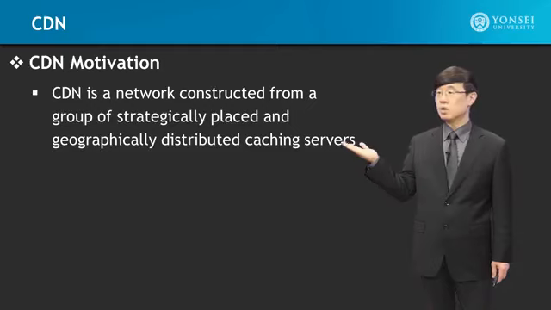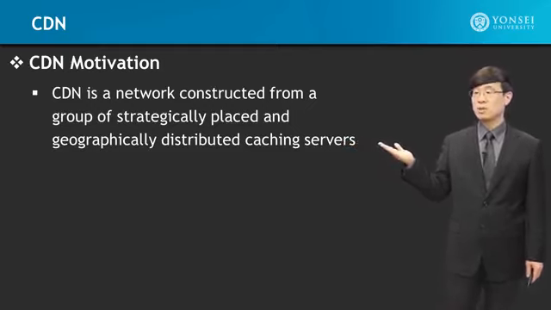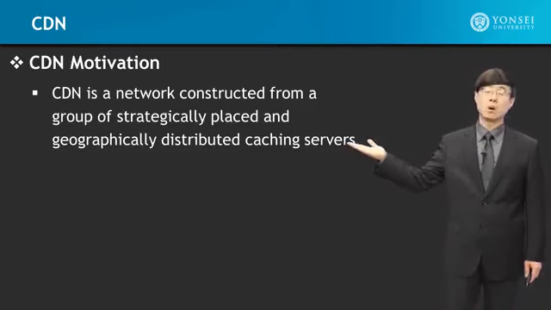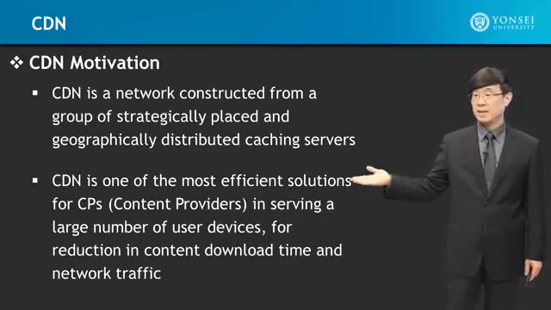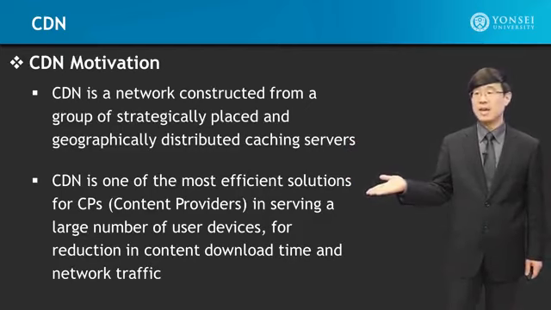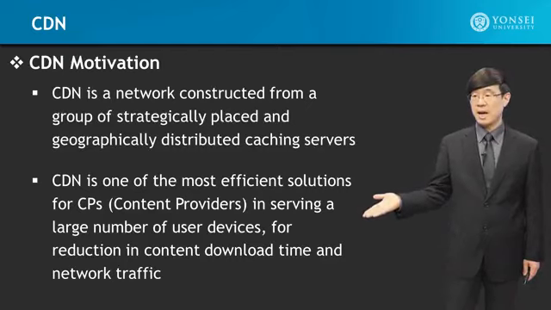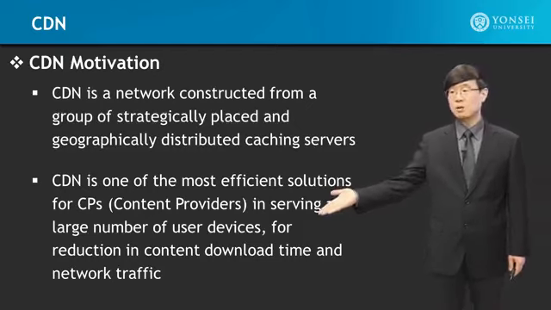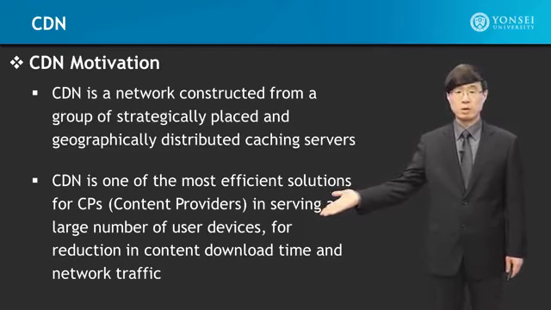CDN is a network constructed from a group of strategically placed and geographically distributed caching servers. When we say geographically distributed, this could be worldwide, intercontinental connected. The CDN is one of the most efficient solutions for the content provider in serving a large number of user devices for reduction in content download time and network traffic. Content download time, reducing this, is very critical. If you have a slow content downloading time, people will not use your service.